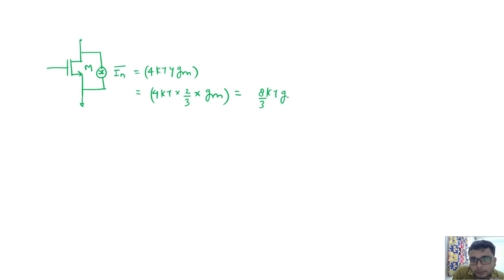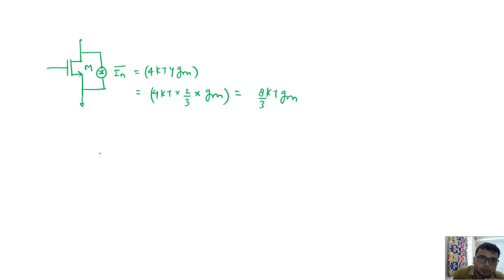Okay, so this can be modeled as IN average. For this it can be 4 kT gamma GM. This is the noise current, and gamma in general we can use 2 by 3, not an empirical number, it can be something else also, but usually we have seen this thing 8 kT by 3 into GM of the transistor. So this is the noise current.